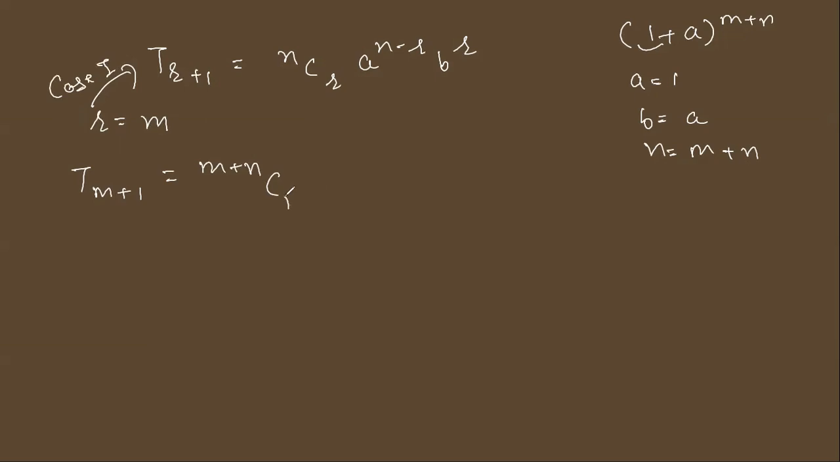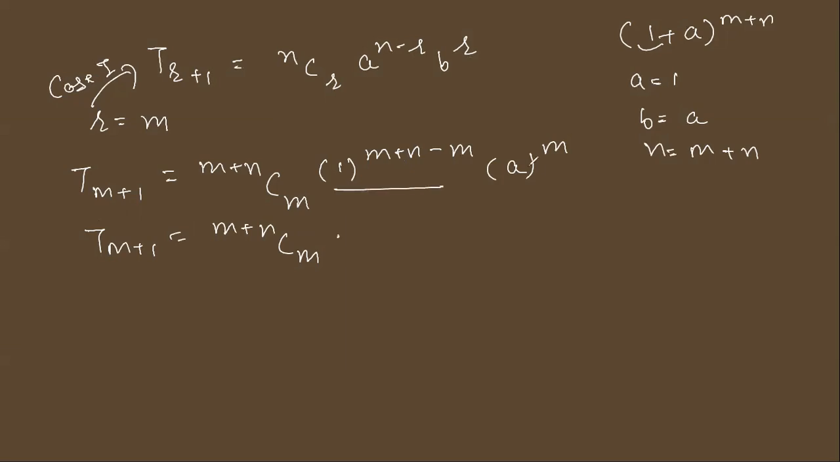So what is r? r is m. a is 1, so 1 raised to the power m plus n minus m. And b is equal to a, and r is equal to m, right? So T(m+1) will be equal to (m+n)Cm. 1 raised to the power something is 1 only, so we will not take it, and multiply a raised to the power m, right? Now, what is the coefficient of a raised to the power m? The coefficient is whatever you have in multiplication, so this will be the coefficient of this.